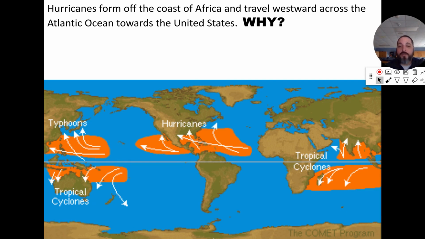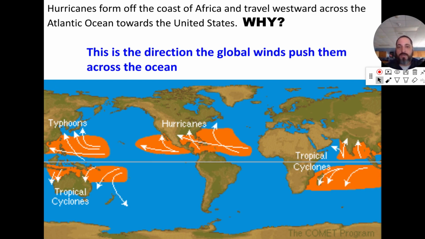Hurricanes form off the coast of Africa right here, and they move westward across the Atlantic Ocean towards the United States. Why is that? Well, they are going to be following these planetary belts of winds that are moving west towards the equator. They're going to be going the opposite direction a little bit further north. That and the Coriolis effect are why our storms are going to start turning back out towards the Atlantic Ocean.